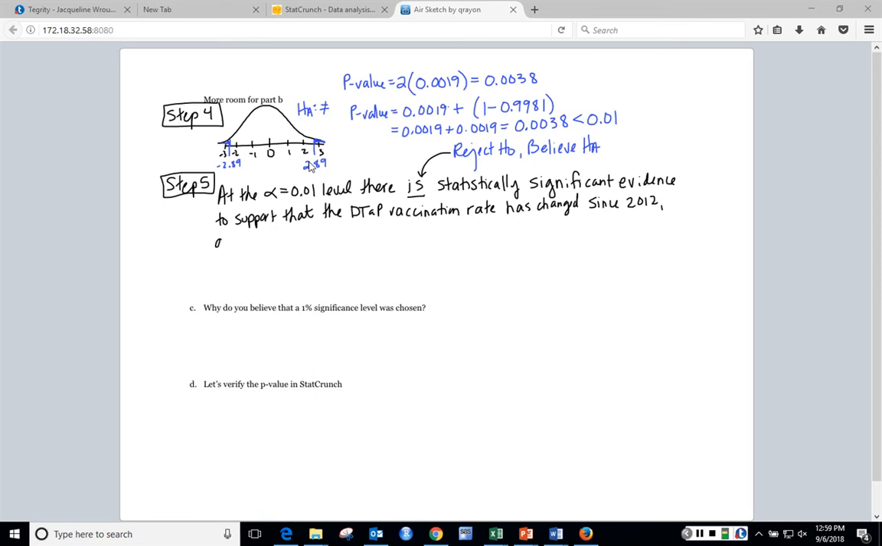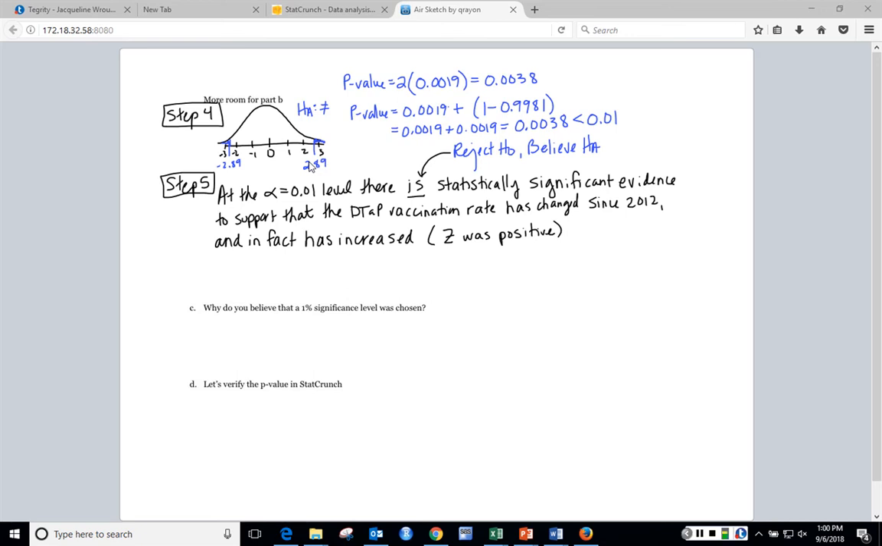So, and in fact, it has increased. Now, why can I say that? Again, my z was a positive value. Is telling me that.